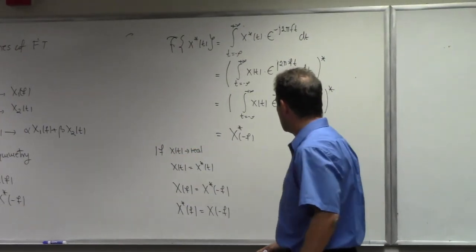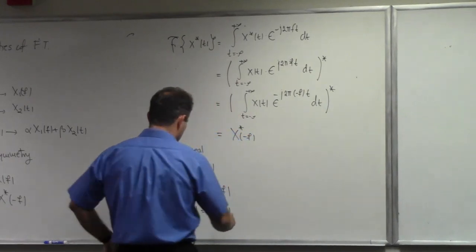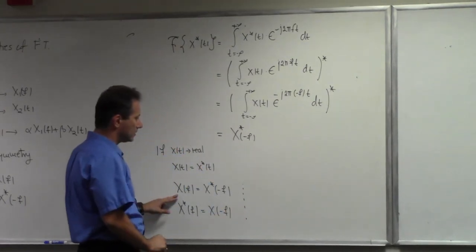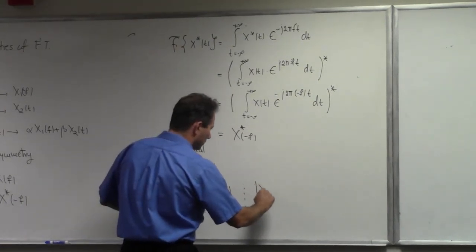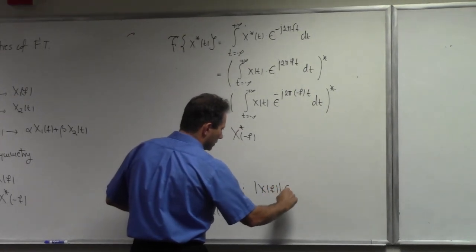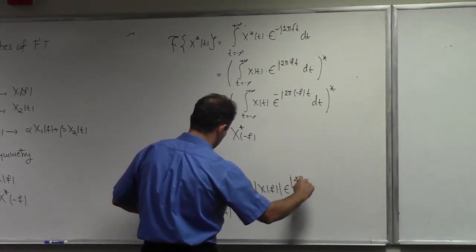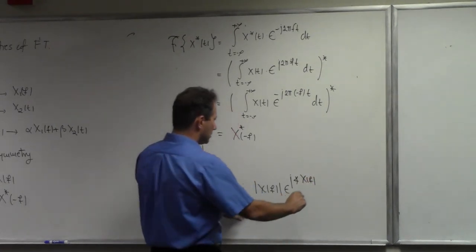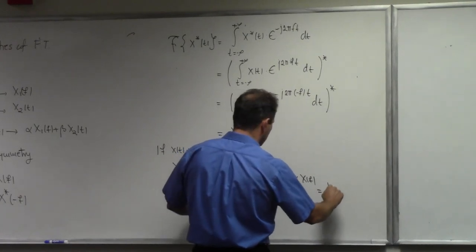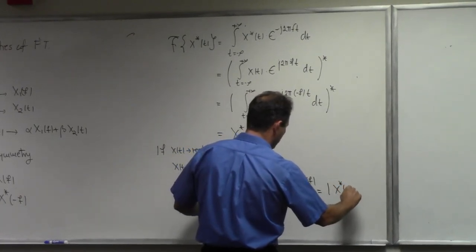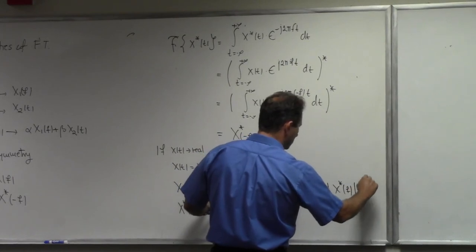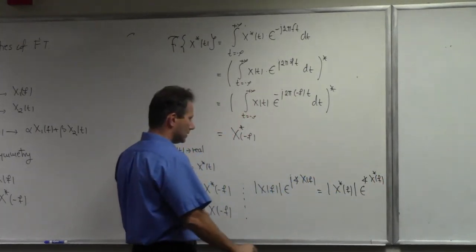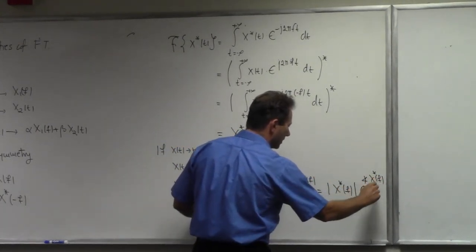If you now write, so this is true. So if I write now X of f as a magnitude and a phase, this is a magnitude of X of f, e to the j angle of X of f, is going to be equal to the magnitude of X complex conjugate of f, e to the angle of X complex conjugate of f. Right? And then I put here minus f and minus f.